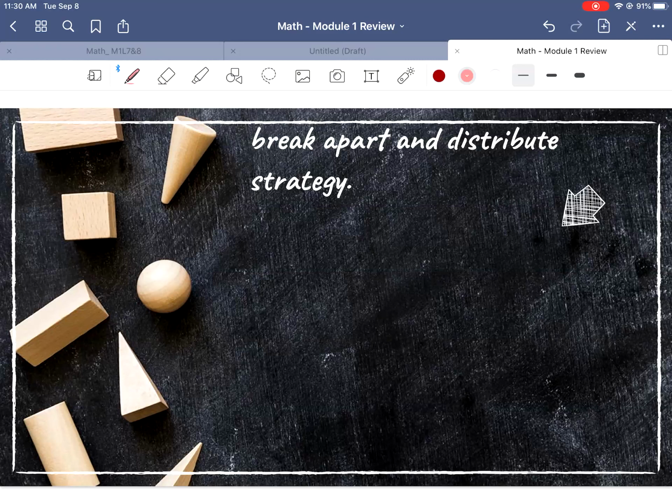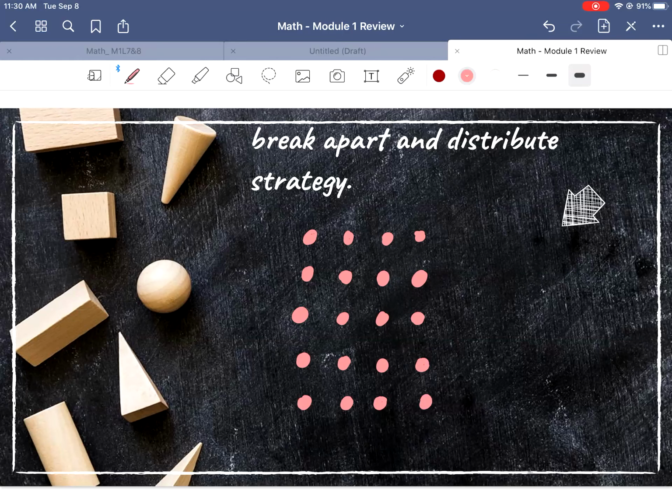And last but not least, the break apart and distribute strategy. For this one, we need to come back to the array. So let me draw an array first. So let's say this is my array. The question is asking for the total number of circles. Some of you might just go ahead and count one circle at a time like this.